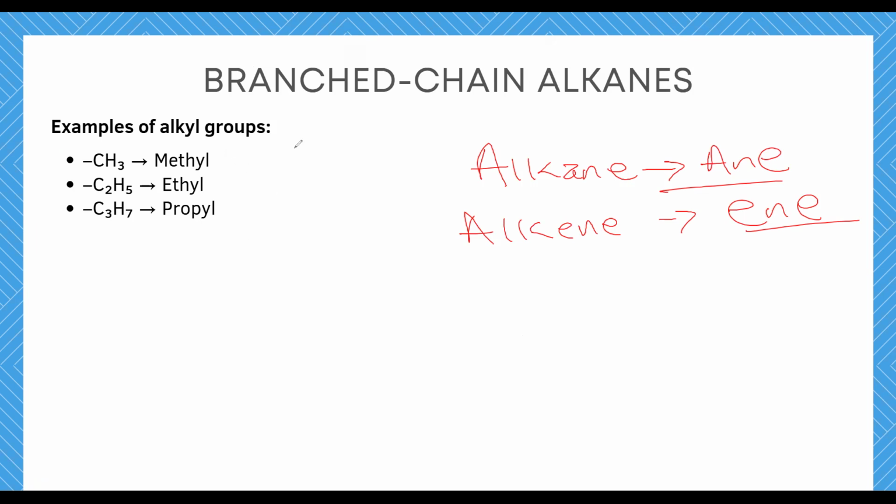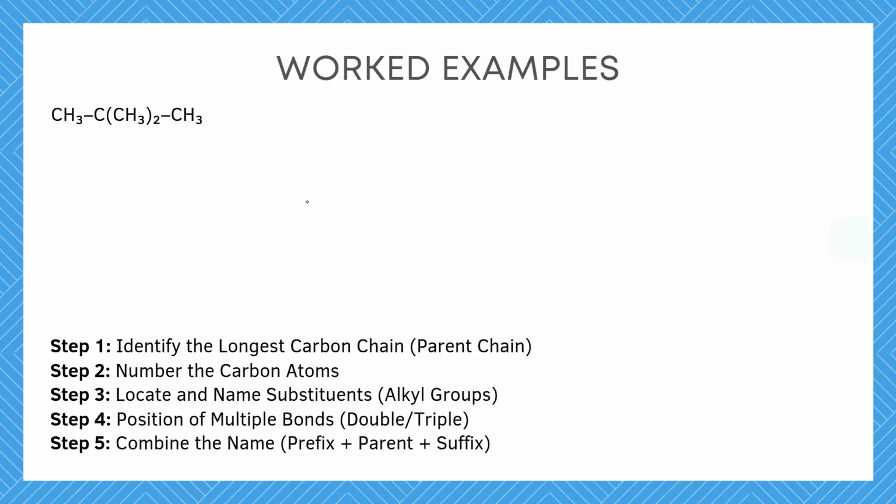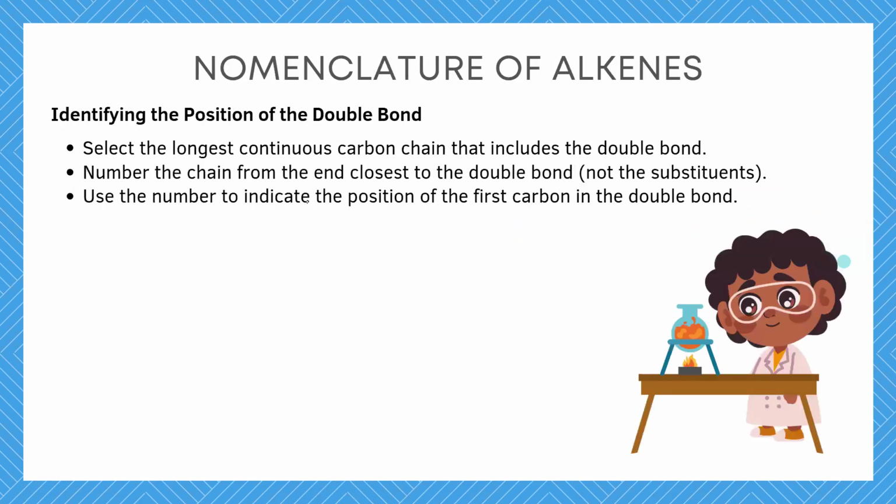All right, so I was telling you about substituents. So here is the first one. When you see a CH3 that is not part of the main chain, you call it methyl. When you see a C2H5 that is not part of the main chain, what is the name? Ethyl. Yes, ethyl. And when you see a C3H7 that is not part of the main chain, what do you call it? Propyl. Good.